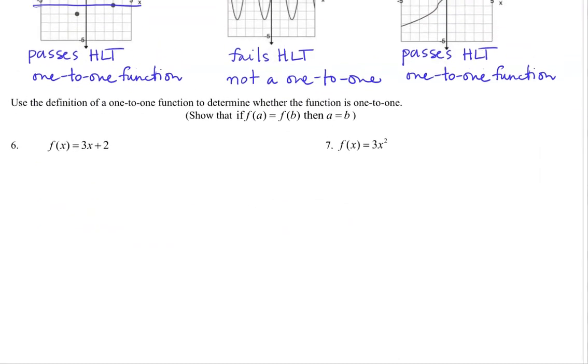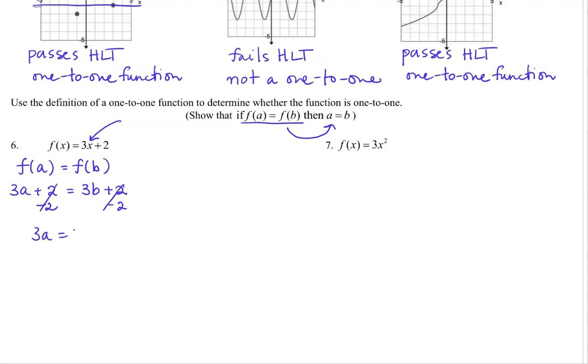Examples 6 and 7 want us to use this definition to prove that a function is one-to-one. The definition says that if f of a is equal to f of b, so I'm going to assume that f of a is equal to f of b, which means that 3a plus 2 is equal to 3b plus 2, because f of a just means replace that x with a, and f of b just means replace that x with b. We should be able to show that a is equal to b, which we can quickly do. And then we're able to conclude that this is in fact a one-to-one function.